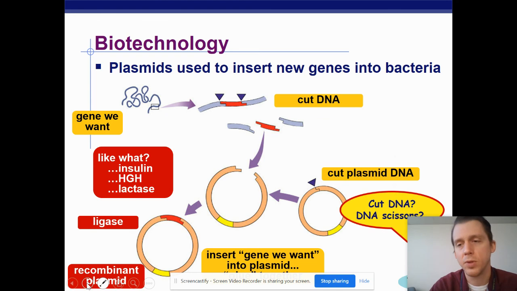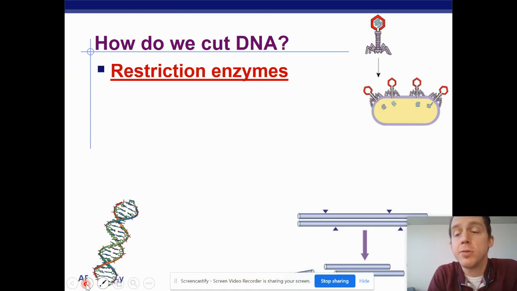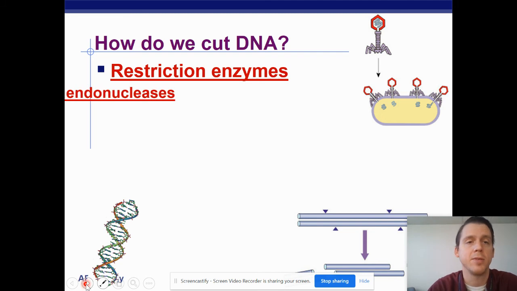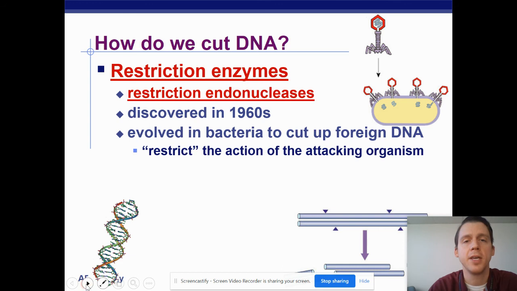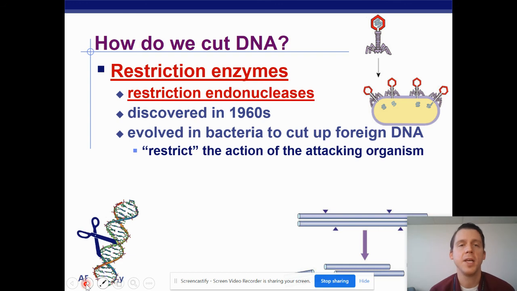All right, so the penguin that you see here is asking an important question. How do we cut DNA? We can't use scissors to cut DNA. It's way too small. Well, we can cut DNA with something really important called restriction enzymes. Restriction enzymes, also sometimes called restriction endonucleases, were discovered a few decades ago, and they're naturally occurring.